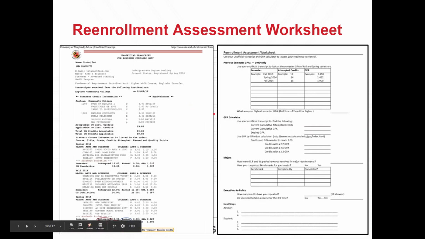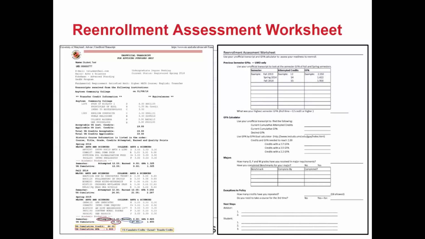Next step on the worksheet is the GPA Calculator that Neela went over earlier and we'll go over again in a moment. Third section is looking at the major. How many DF and W grades has the student received in their major requirement? Have they completed their benchmark courses?